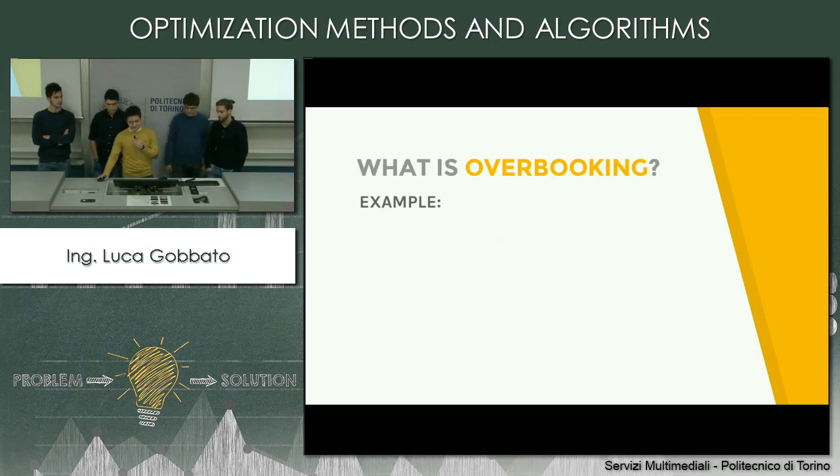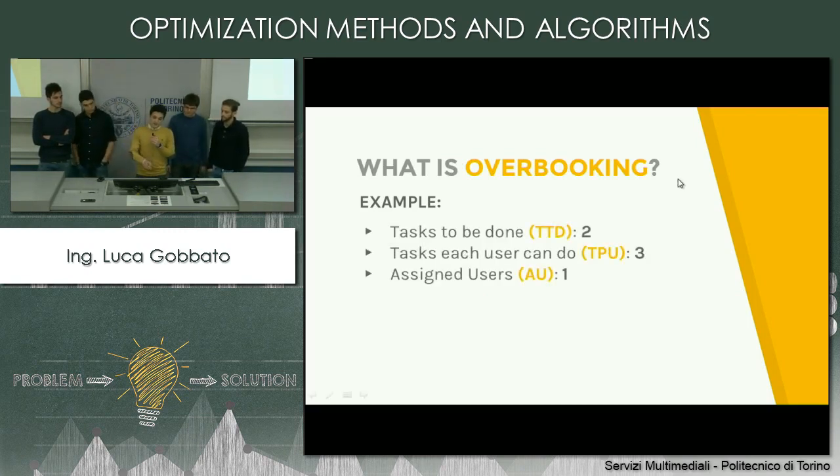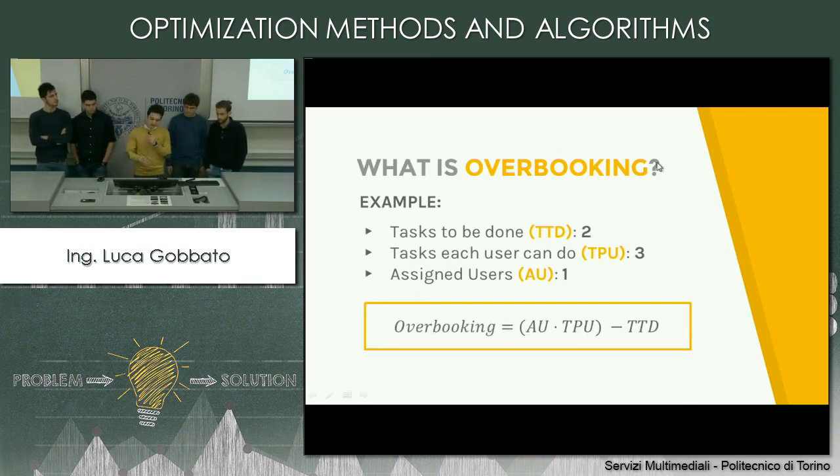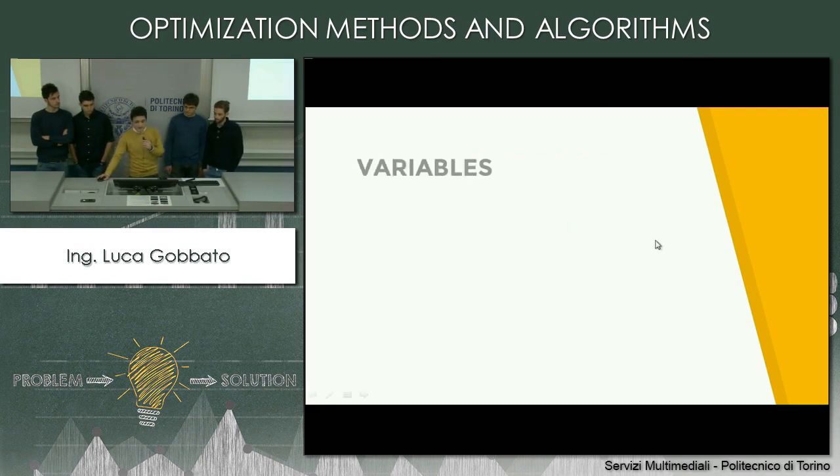But what is overbooking? Let's look at an example. Let's suppose we assign one user which can perform 3 tasks to a cell where there are 2 tasks to do. The overbooking is calculated by subtracting the tasks to be done from the multiplication of the assigned users and the tasks their user type can perform. So in this example, we have an overbooking of 1.